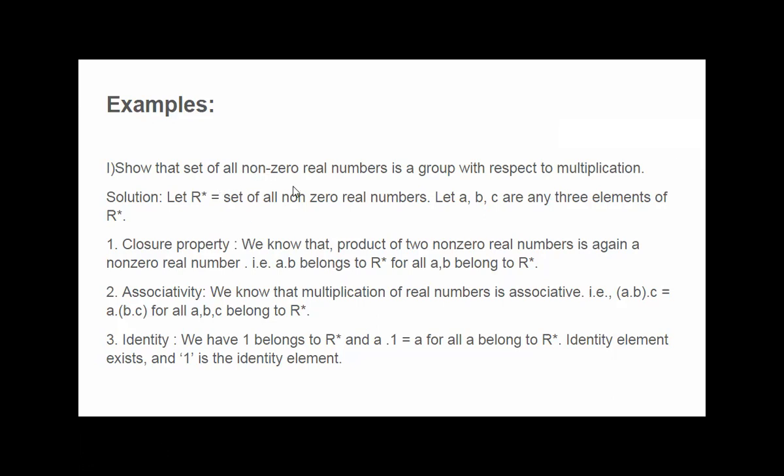Show that the set of all non-zero real numbers is a group with respect to multiplication. If we have to show a particular set as a group, we again have to check the four properties: closure, associativity, identity, and then inverse. So what is the set? The set of all non-zero real numbers. Non-zero real numbers means what will it contain?